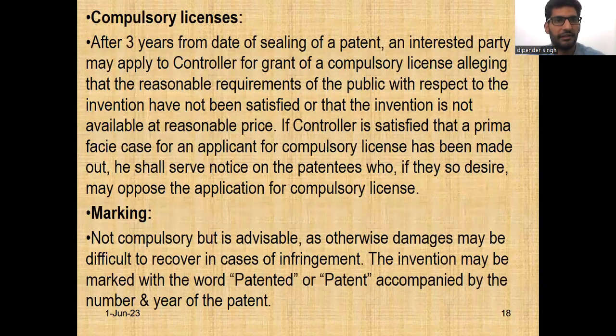Compulsory licenses: after 3 years from the date of filing of a patent, an interested party may apply to the controller for the grant of a compulsory license, alleging that the reasonable requirements of the public with respect to the invention have not been satisfied or that the invention is not available at a reasonable price. If the controller is satisfied that a prima facie case for the applicant for compulsory license has been made out, he shall serve notice on the patentees who, if they so desire, may oppose the application for compulsory license.